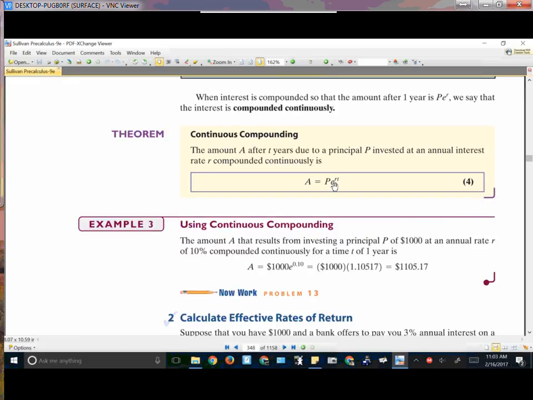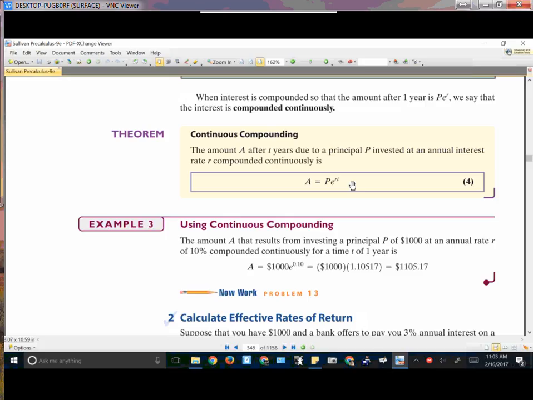A is equal to P E to the RT. So, if something is always growing, always compounding, and this would be nice, you put it this way, you would not want a bank or a credit card company to charge you interest this way. You would, however, like to invest money and have your interest calculated this way.